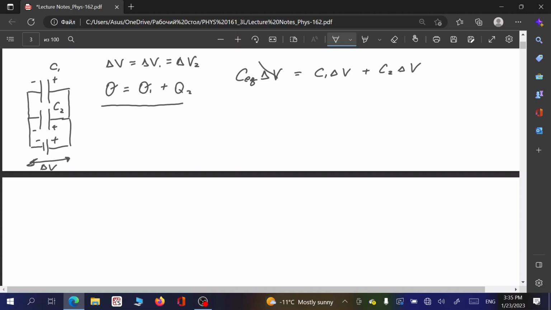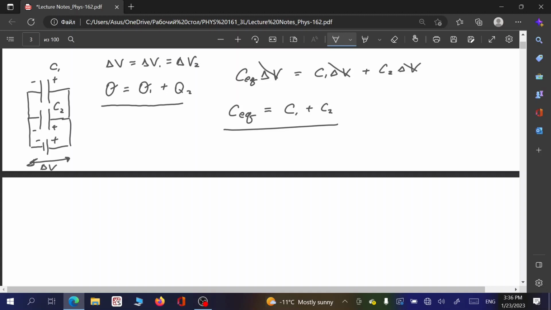So we can cancel out this potential difference because they are equal for all cases. And eventually we see that equivalent capacitance of such a battery of capacitors connected in parallel will be C1 plus C2. So that is the way how we determine equivalent capacitance of capacitors connected in parallel. We just sum up their capacitances. And that is because the total charge will be equal to sum of total charges and electrostatic potential difference between electrodes of these capacitors will be the same.